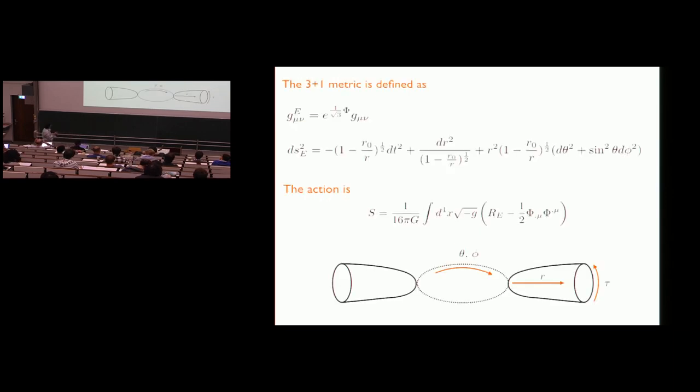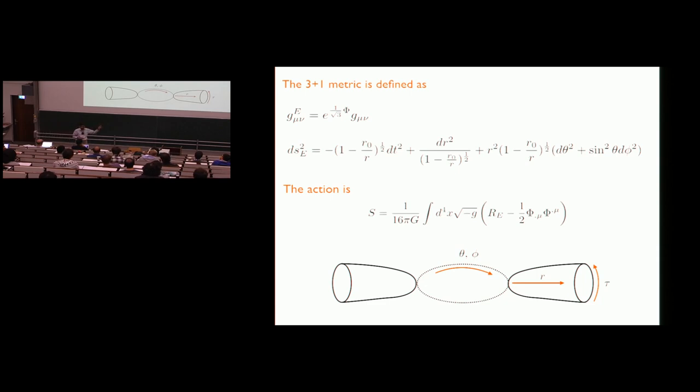Now the metric in 3+1 dimensions, that you also have to write down, and the metric in 3+1 dimensions is connected to the initial metric we had by some scaling factor. Anyway, you can do that algebra, and you find this is the metric, and then there's a scalar field. And the scalar field just has a normal action.